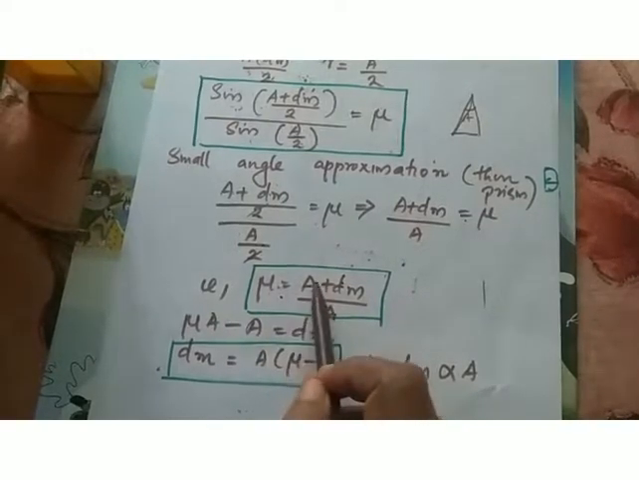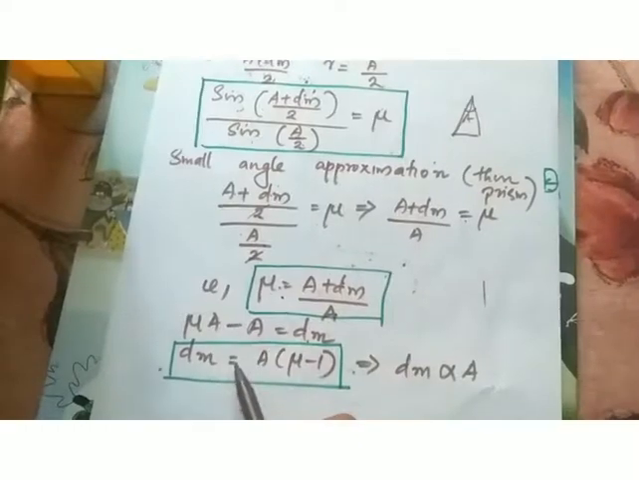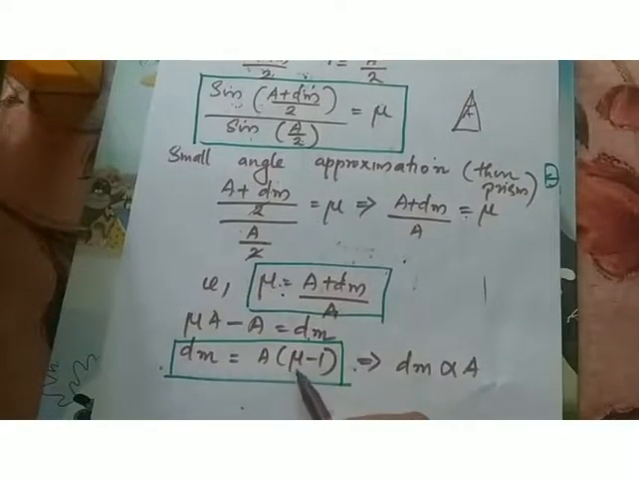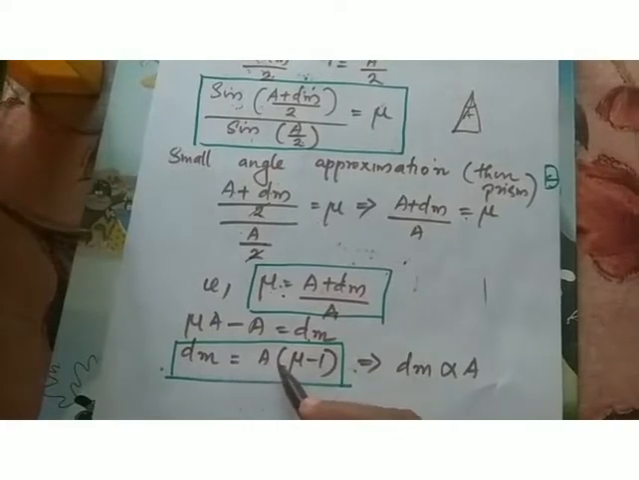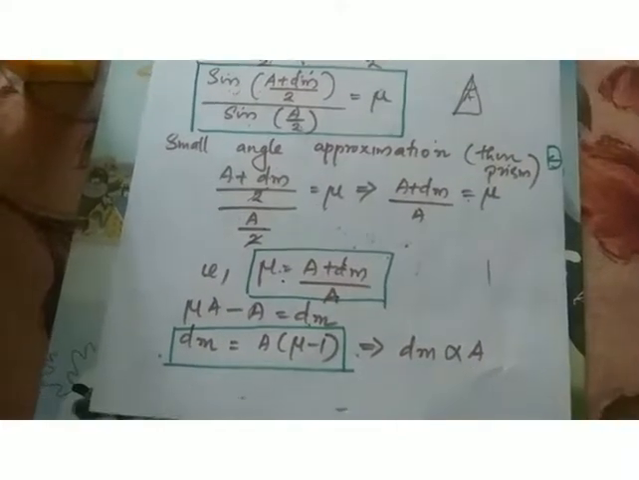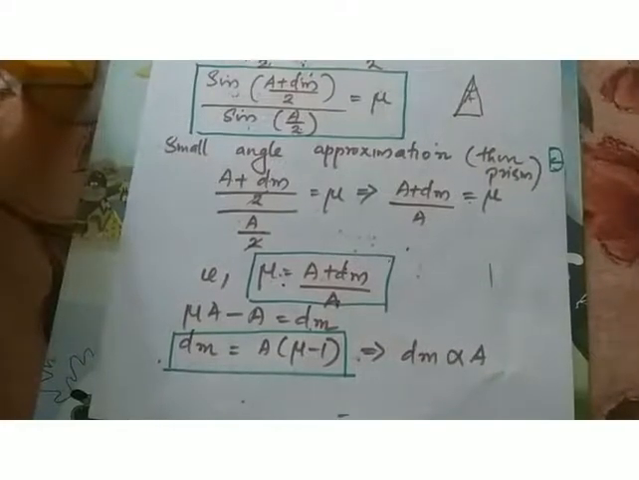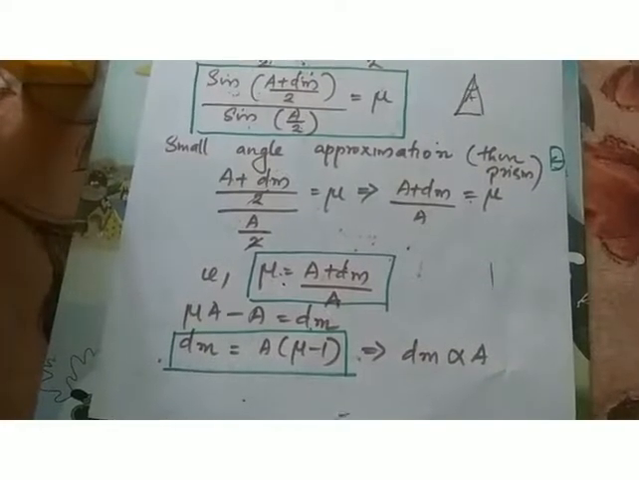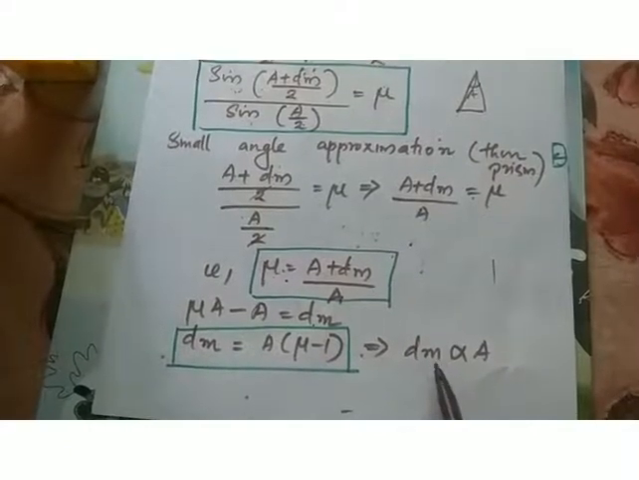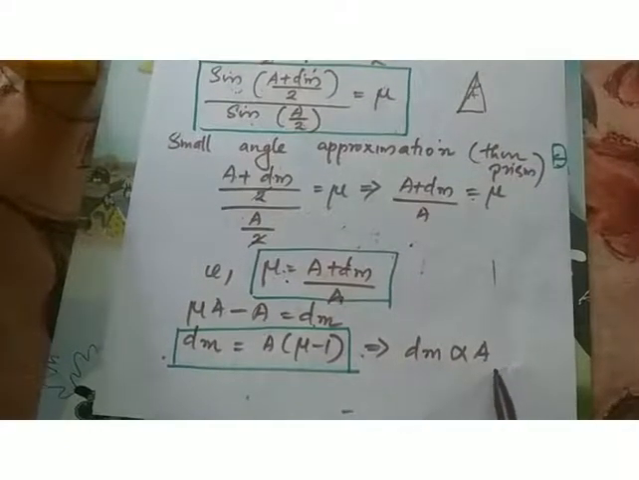So mu A minus A equal to dm. Therefore, angle of minimum deviation dm is equal to A into (mu minus 1). So for a given prism, this angle of minimum deviation is proportional to angle of prism. That means for thin prism, angle of minimum deviation is proportional to angle of prism.